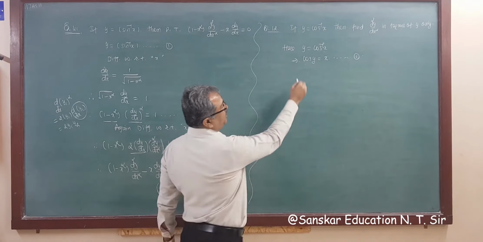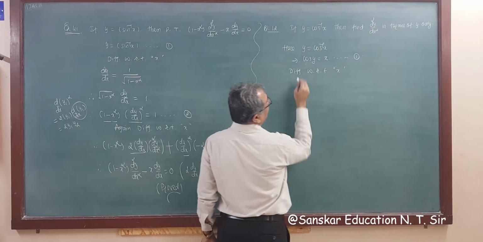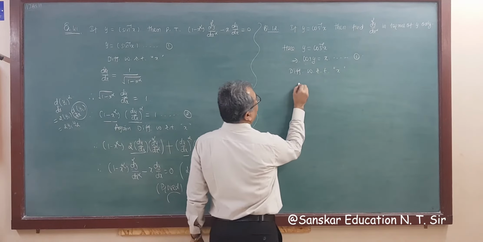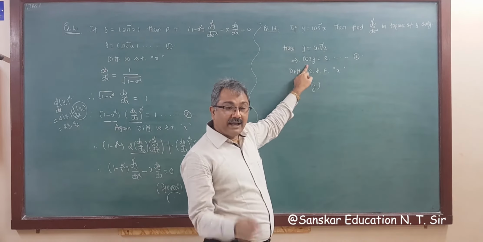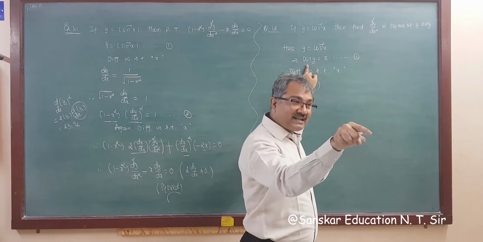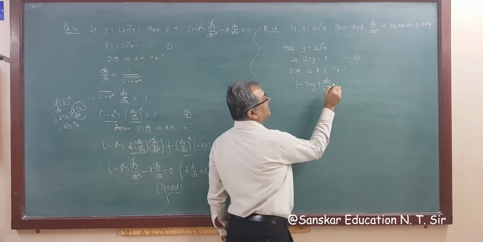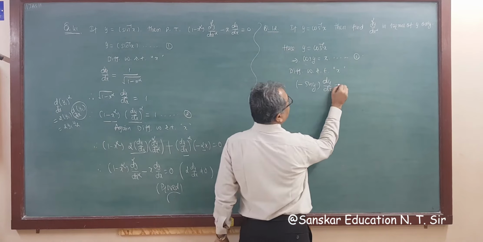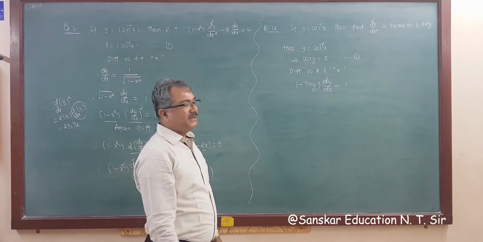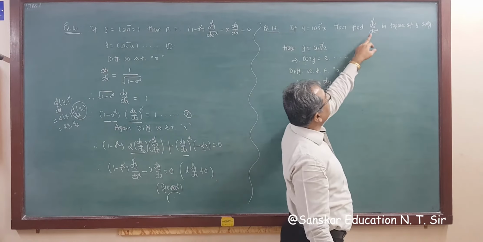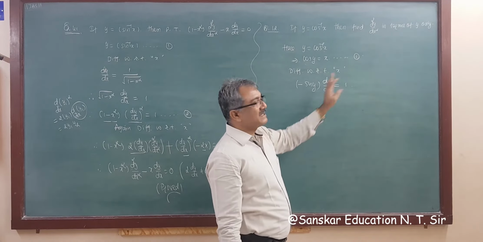So differentiating this function with respect to x, what we get? Derivative of cos y is minus sin y, and this is a function of y, and we are differentiating with respect to x. So according to the chain rule, we have to multiply by dy by dx. So into dy by dx is equal to the derivative of x with respect to x, which is 1. Right? Now our target is to find d square y by dx square. Right? So this is minus sin y, dy by dx is equal to 1.